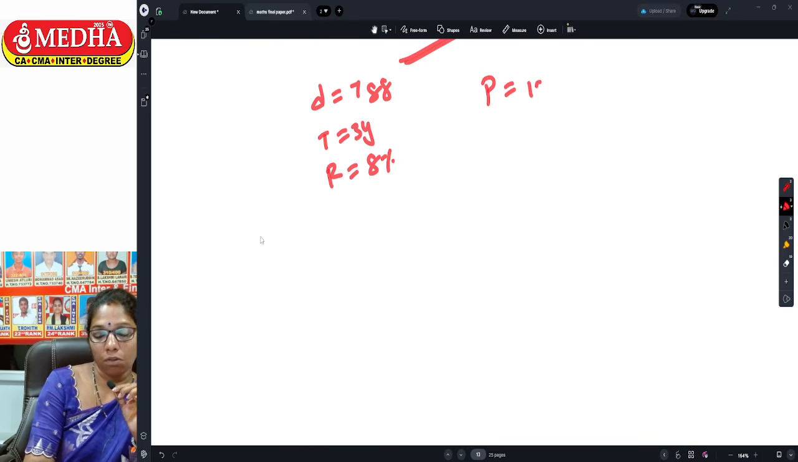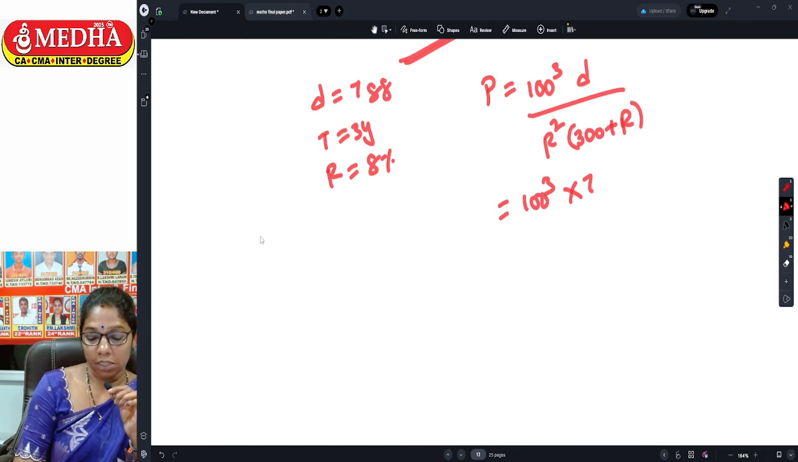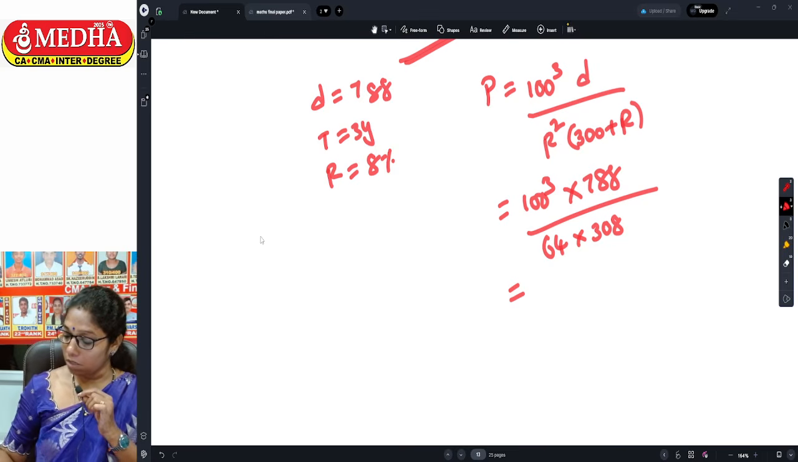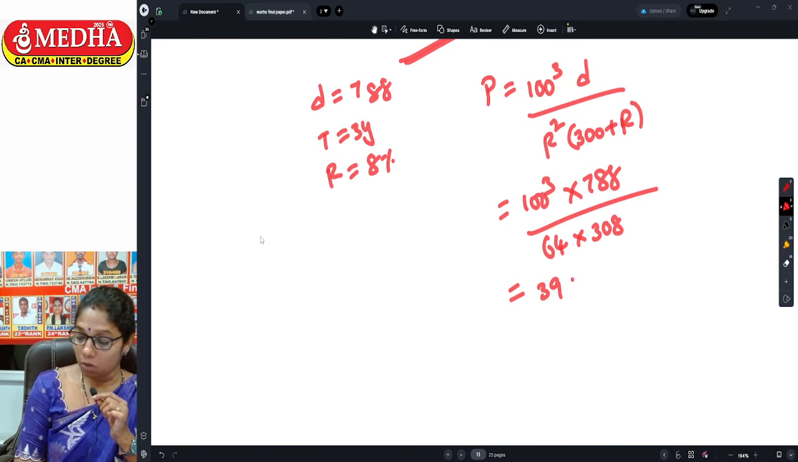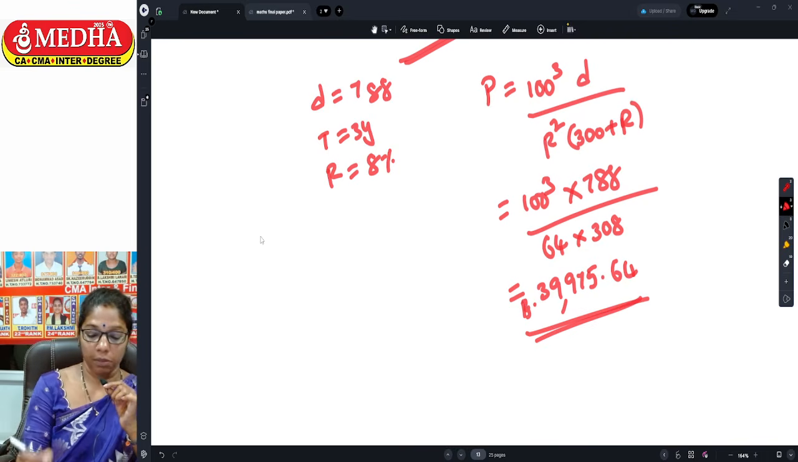We know that P is equal to 100 cube D by R square into 300 plus R. So we can directly find the principal. That is 100 cube, difference is 788, by R square is 64 into 300 plus 8. 300 plus 8 is 308. So finally 308 into 64 divided by 788 into 100, which is equal to 39,975.64. 39,975 rupees.